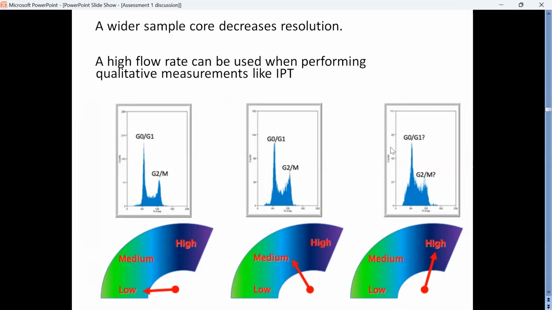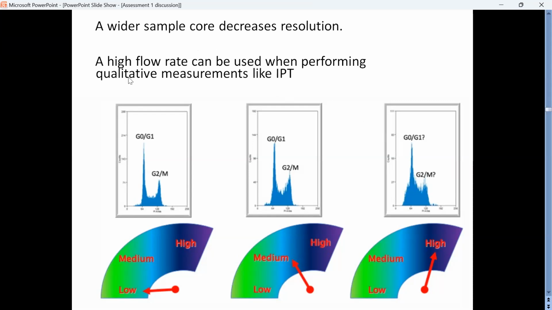But when you acquire the sample in a hurry with a high sample pressure mode, the sample core thickness increases and then the resolution goes down. Now you see there is G0, G1, G2, M, but you don't see that clear separation of S phase in between them. So the resolution has gone down. Okay. So that is a very important thing.